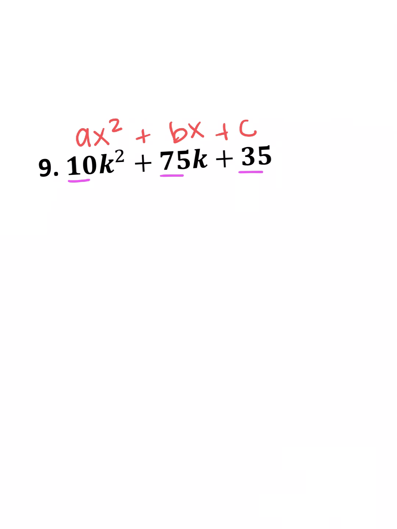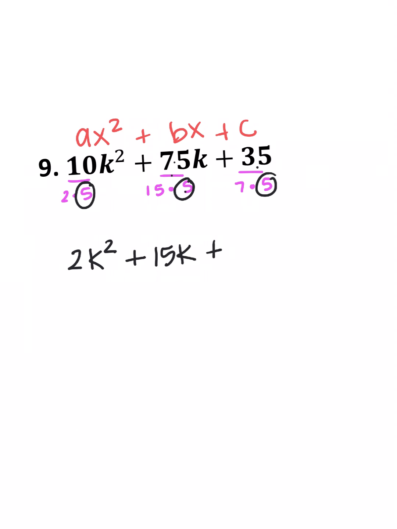We know that 10 divided by 5 is 2, so this is 2 times 5. What's 75 divided by 5? It is 15, so 15 times 5 is 75, and 7 times 5 is 35. So I could factor out this greatest common factor of 5. 10 divided by 5 is 2k squared, plus 75 divided by 5 makes 15k, plus 35 divided by 5 makes 7. And that greatest common factor I'm going to put out front there. All right, so now I'm going to ignore that 5 for now. It's just going to tag along for the ride.